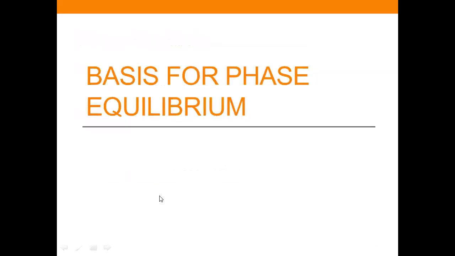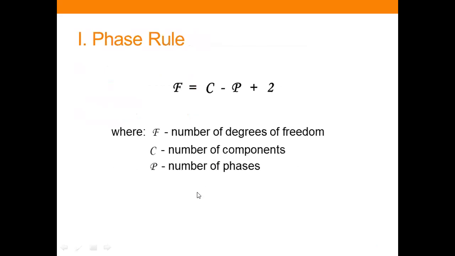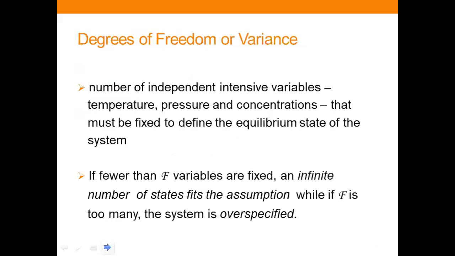Now, as the basis for phase equilibrium, we have the phase rule. In here, the variance, F, also known as the number of degrees of freedom, is equated to C minus P plus 2. C represents the components present in your system, P is the number of phases in your system, and the 2 is a constant. So that's the basis for phase equilibria.